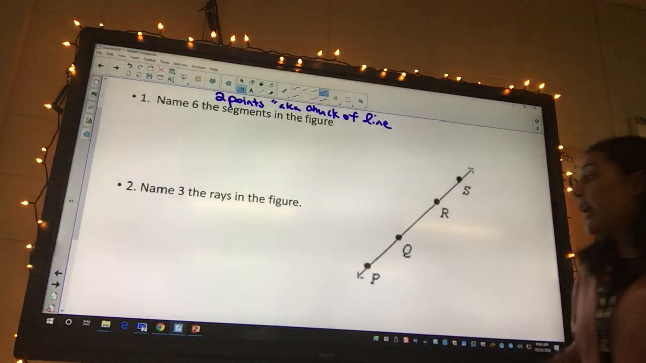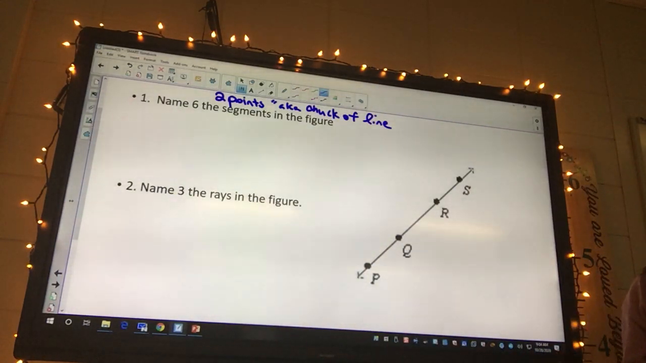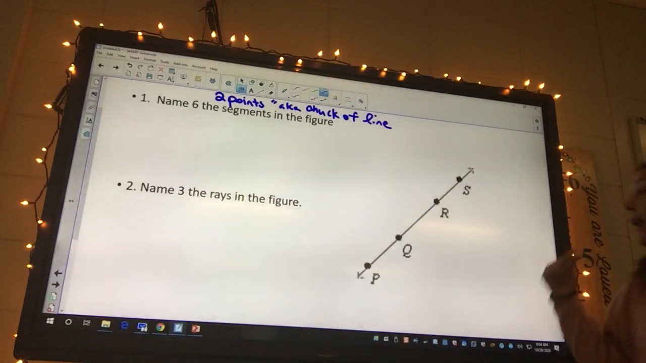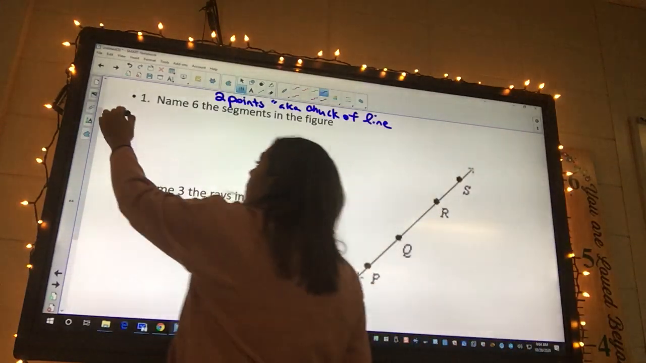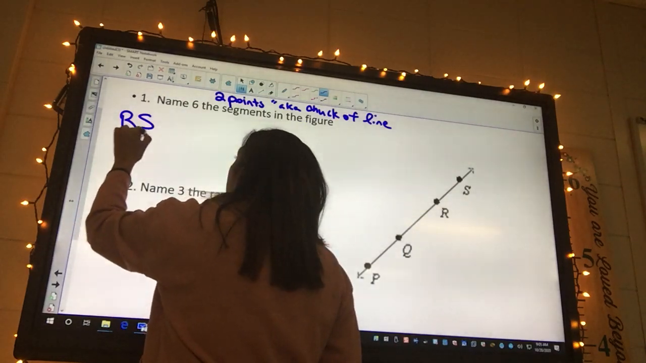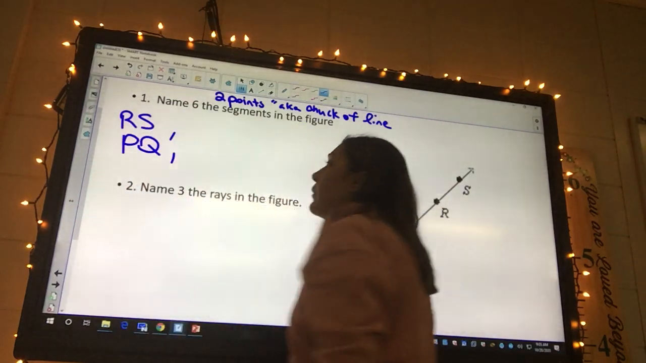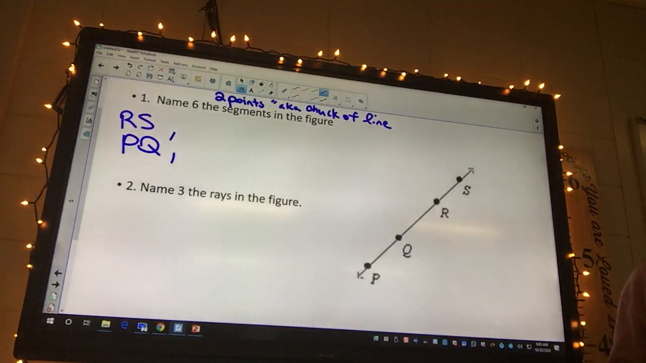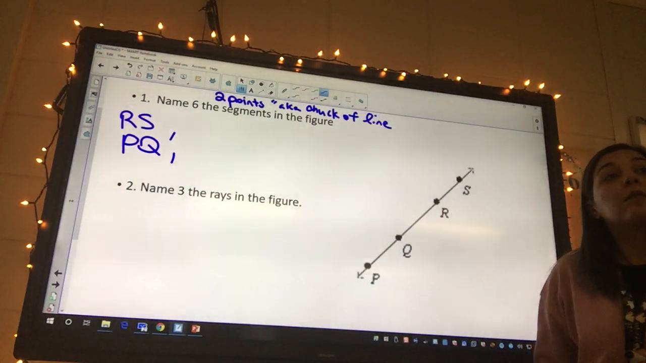Okay, so my entire line is labeled with 4 points, P, Q, R, S. So I need 2 points. RS. RS is one of the segments. What is another one? PQ. PQ, Mario, what's another one? What's another segment? RS. We got RS.